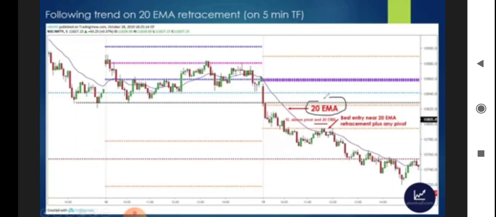20 MA is very powerful whenever it is in the sloping mode. This is the sloping mode. This is the sloping mode. But look at this. This is flat. So whenever 20 MA is flat, it is not at all powerful. So you don't have to look at 20 MA. Okay. Whenever it is sloping, it is likely to work as a strong support or resistance.